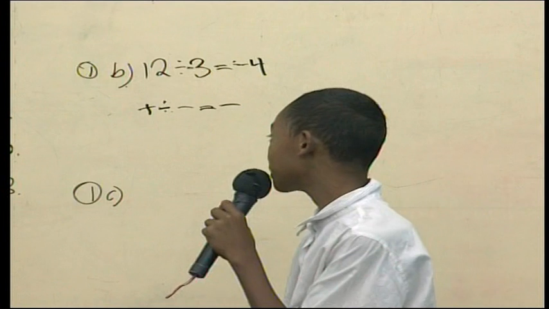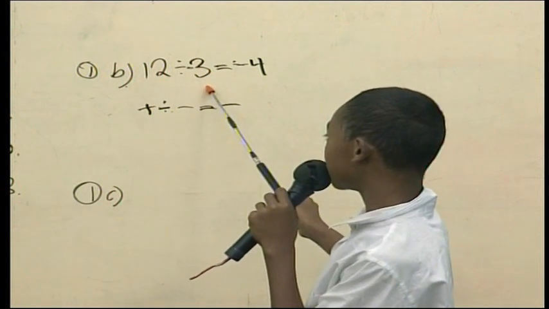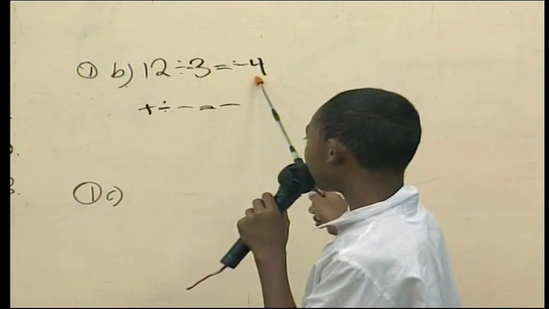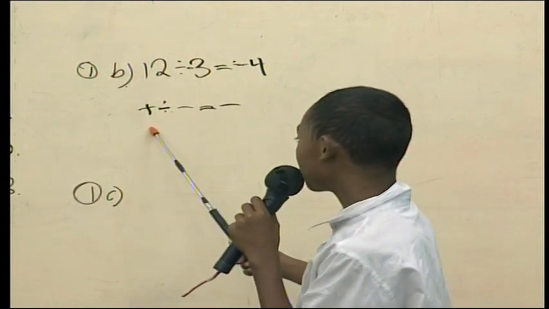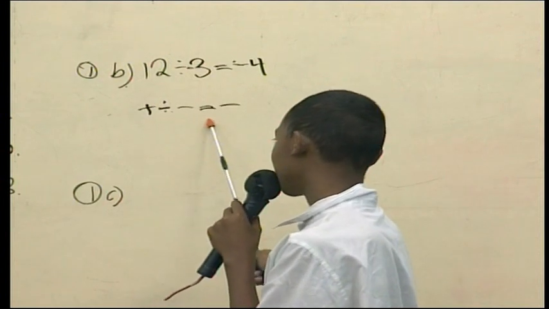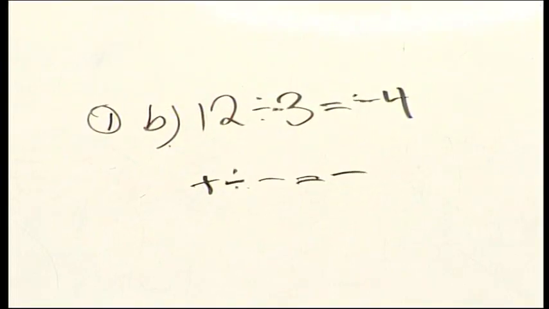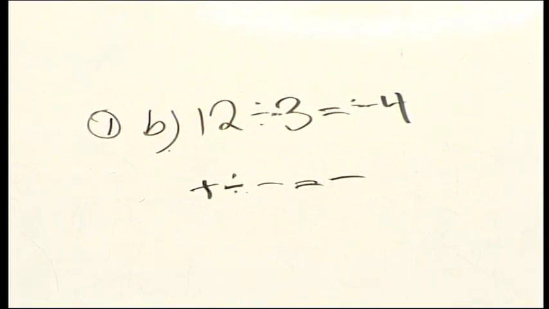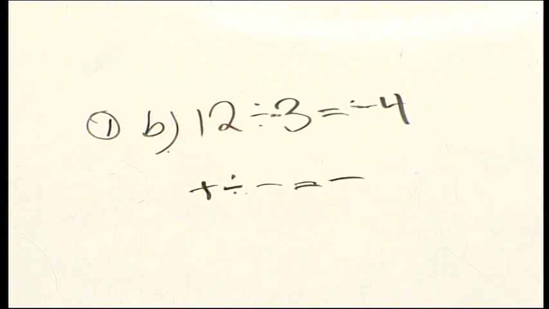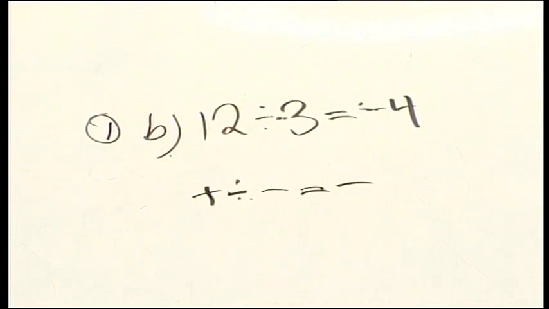This is how I got my answer. Positive 12 divided by negative 3 is equal to negative 4. Because the rule says positive divided by negative is equal to negative. Well done. Different signs, the answer would be negative. So whatever answer you come up with, here he's got 12 divided by negative 3. The answer is negative 4.